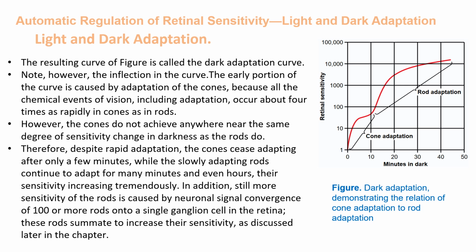The early portion of the curve is caused by adaptation of the cones, because all the chemical events of vision, including adaptation, occur about 4 times as rapidly in cones as in rods. However, the cones do not achieve anywhere near the same degree of sensitivity change in darkness as the rods do. Therefore, despite rapid adaptation, the cones cease adapting after only a few minutes, while the slowly adapting rods continue to adapt for many minutes and even hours, their sensitivity increasing tremendously. In addition, still more sensitivity of the rods is caused by neuronal signal convergence of 100 or more rods onto a single ganglion cell in the retina. These rods summate to increase their sensitivity, as discussed later in the chapter.